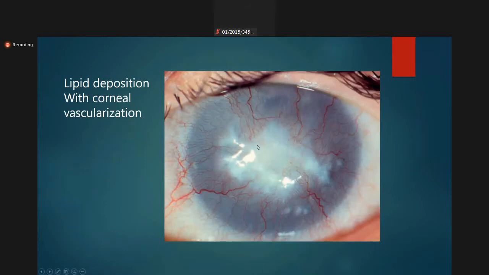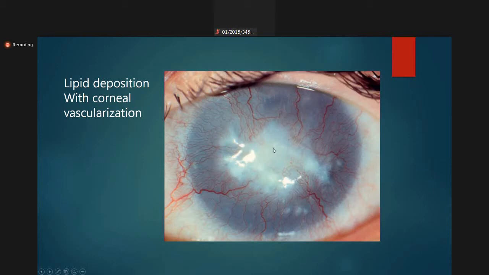This figure is showing the cornea. It is not transparent, it is opaque. You can see multiple vessels and there is an opacity. It means there has been a huge ulcer and it is healed through these vessels. Now it is healed.